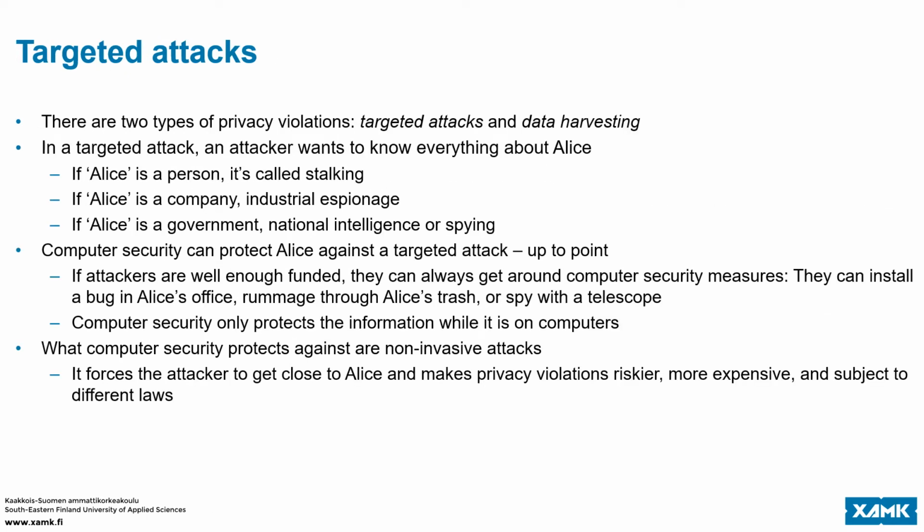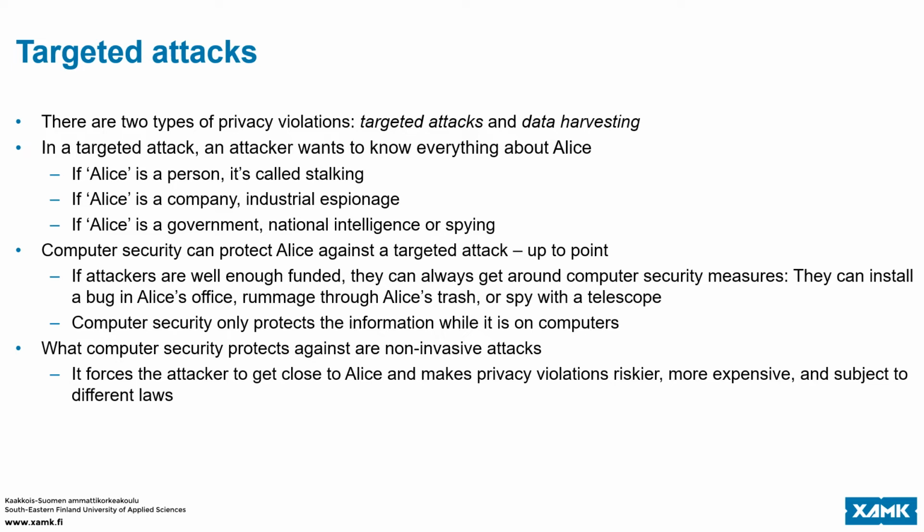There exist two types of privacy violations: targeted attacks and data harvesting. Let's say in a targeted attack, an attacker wants to know everything there is to know about Alice. Now, if Alice is a person, this is called stalking. If Alice is a company, this is called industrial espionage. If Alice is a government, this is called national intelligence or spying.